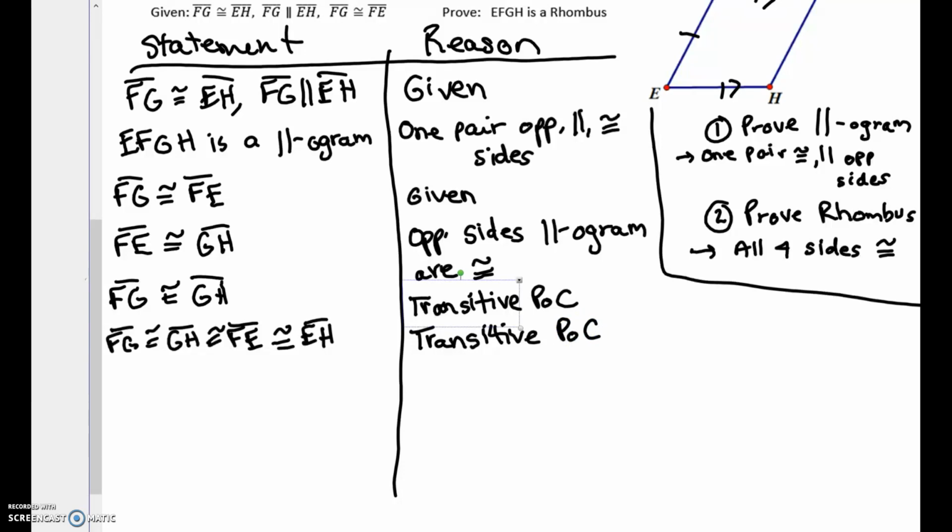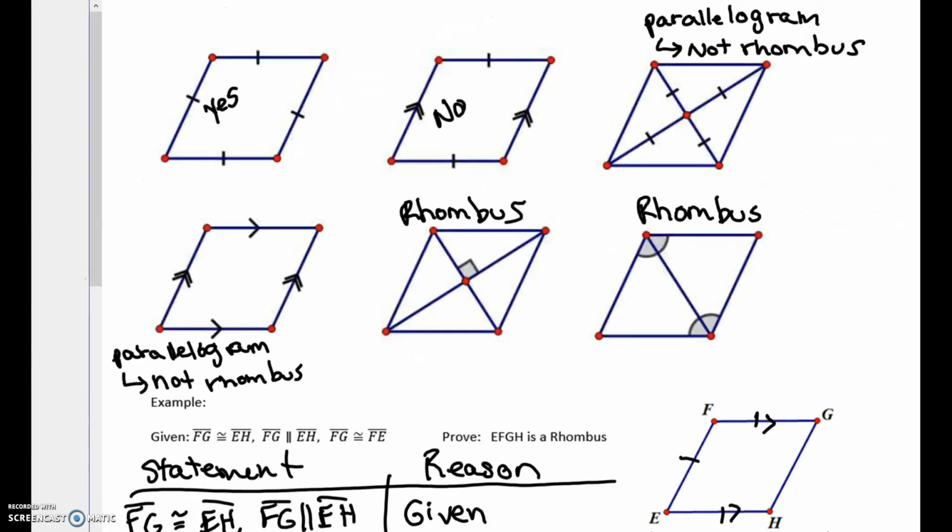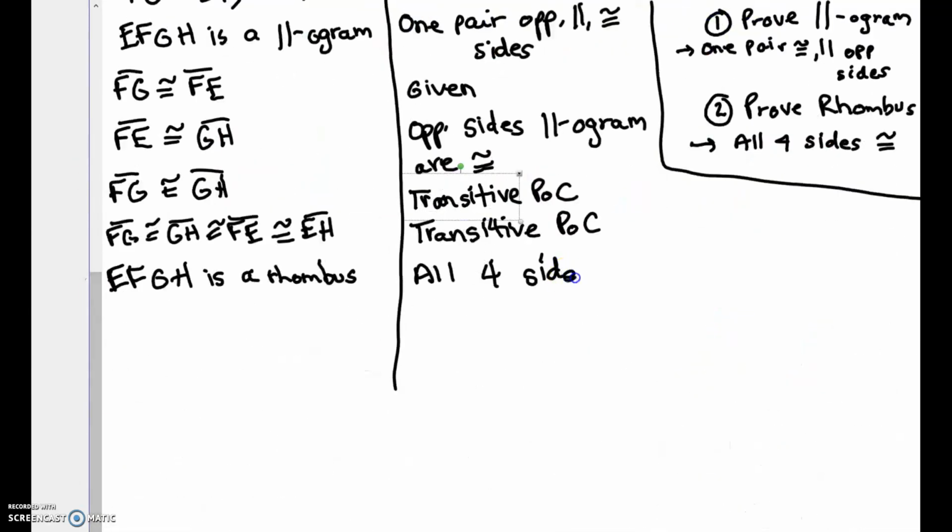So now we've shown that all four sides are congruent, so that means that EFGH is a rhombus because all four sides are congruent. By the way, guys, this is our technical definition of a rhombus. So I could have actually said definition of rhombus here instead of writing the description, but this is the only one where that's the case.